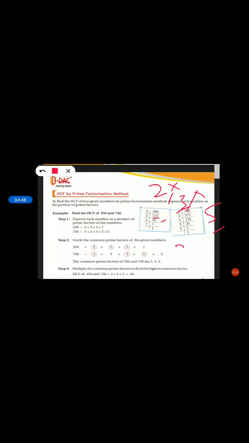Now again 35 will go in which table? 5 table only it will go. Understood students? So 5 7s are 35. Then again 7 will go in only the 7 table, no other table it will go. So 7 table 1.